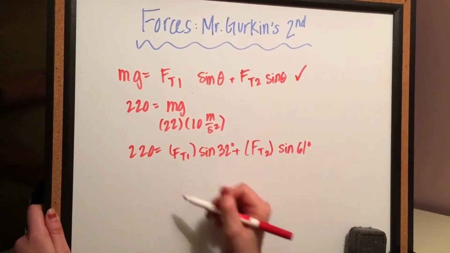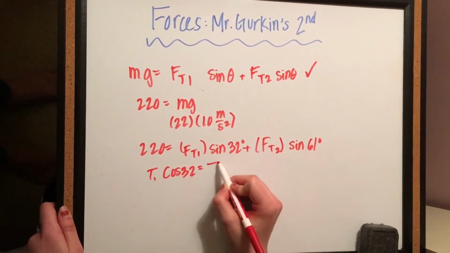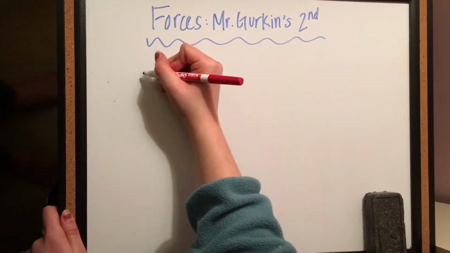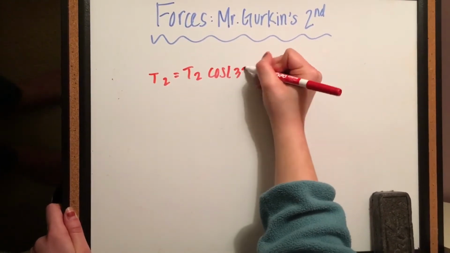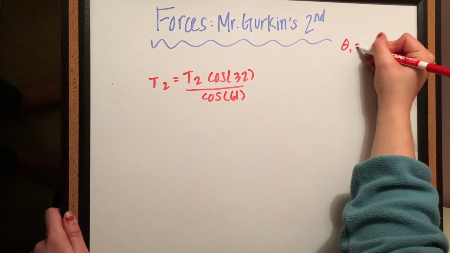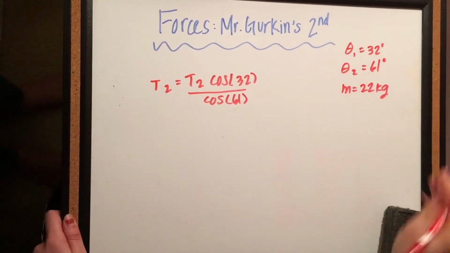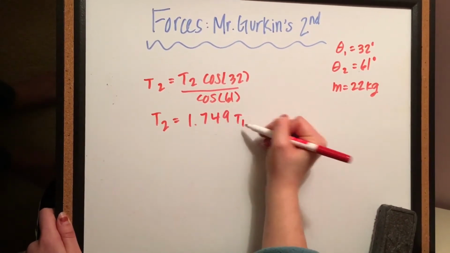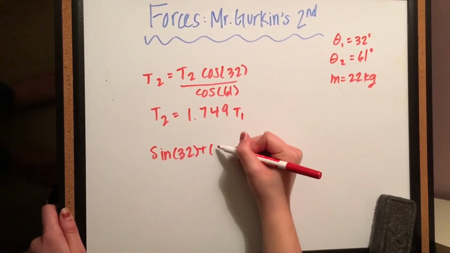This will all be equal and relative to force of tension 1 times cosine 32 equals force of tension 2 times cosine of 61. By expressing T2 in terms of T1 and plugging it back into the first equation, we can find a value for T1 and then T2. I made T2 equal to T1 times cosine 32 all over cosine of 61. This means that T2 is equal to 1.749 T1.